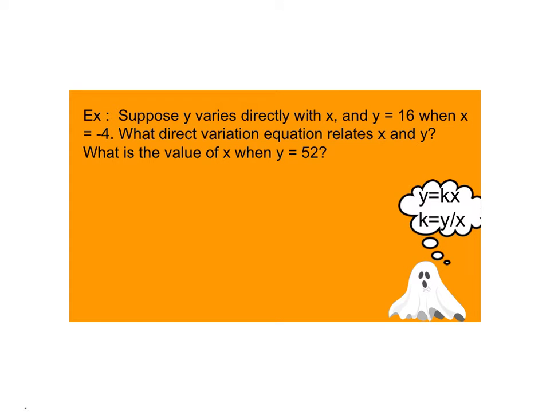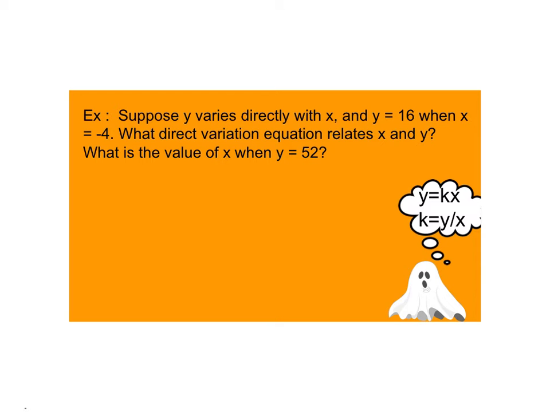Suppose y varies directly with x and y equals 16 when x equals negative 4. What direct variation equation relates x and y? What is the value of x when y equals 52?